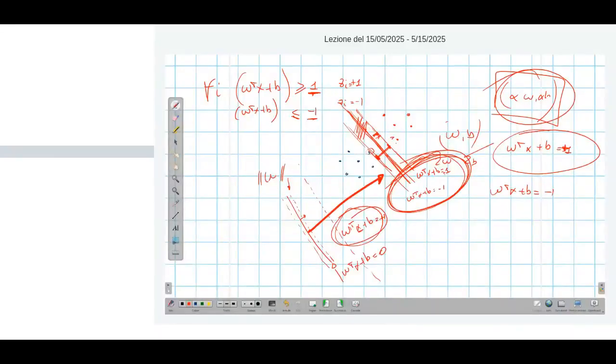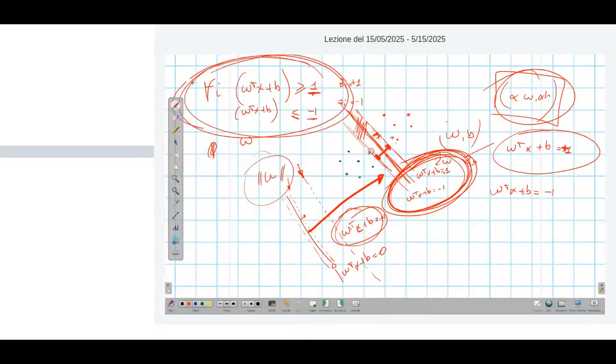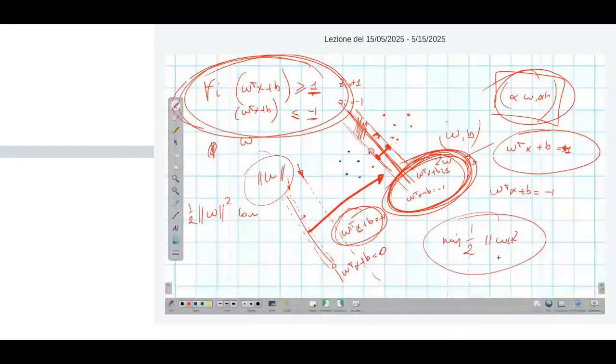So it means that if we define the boundary associated to a hyperplane W as the set of points for which W transpose X, the score, is 1 or minus 1, then the larger the norm of W, the smaller this region. So we can say that to have a large margin, we want a low norm of W. Let's work not with the norm of W, but with its square, and a low squared norm of W corresponds to a low norm of W. So if we have a low norm of W, we will have a large margin.